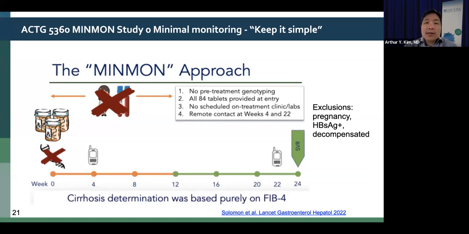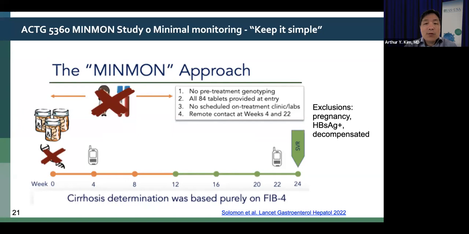So that's very different than the way we practice in the United States, often providing 4 weeks at a time. Now, there are no scheduled on-treatment clinic visits or labs. The safety was shown very well early on in the rollout of these agents. We'd often bring patients in for week 4 RNA, sometimes mandated by insurers. But this study did not include any of that. It did include a remote contact, just kind of checking in.